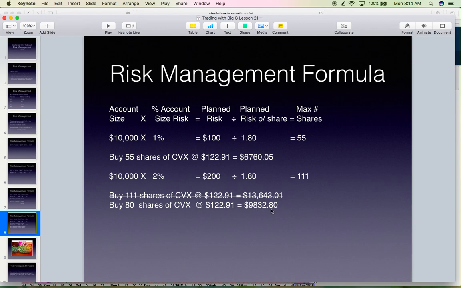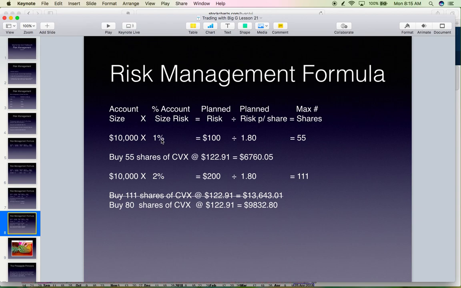Now, I don't recommend that you would put all your money in one trade. This would be basically taking your entire account and putting it into Chevron. But my point is, you can't buy the maximum number of shares in this case. If you take a 2% risk, you'd have to reduce it down to something within your account. I hope that wasn't too confusing, but hopefully that helps you see that a little bit.